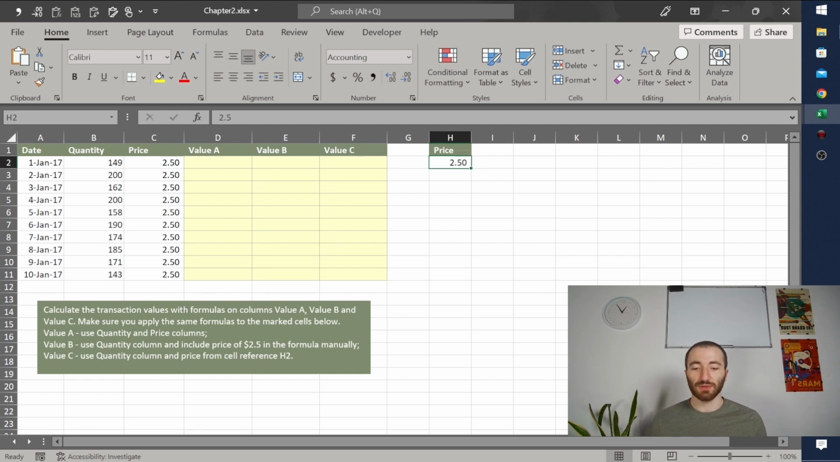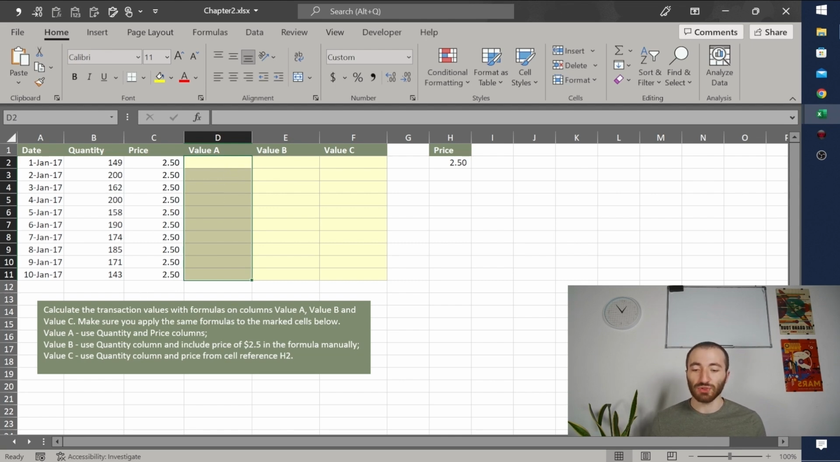Calculate the transaction values with formulas on columns value A, value B, and value C. So those 3 columns. Make sure you apply the same formulas to the marked cells below. So in this column, we need to use only one formula. In this column, there should be another formula, and in this column, there should be the third formula. But all the cells in one column should contain the same formula. So let's have a look on how to write a formula in each column.